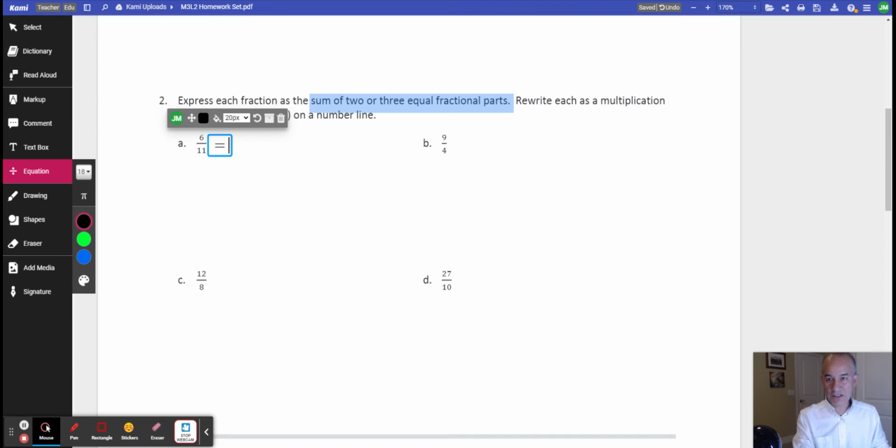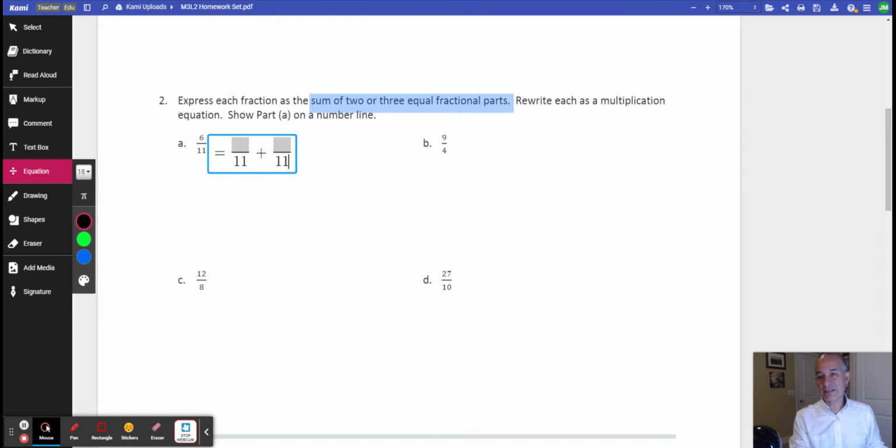Let me explain. For example, this one is 6/11. So we're going to have a fraction with 11, and then another fraction that is added, and it also has to have 11 as the denominator, because they have to be the same denominator to equal 6/11. Half of 6 is 3 and 3. When you add those together, 3 plus 3 equals 6. That will be your numerator, and the denominator will be the same number, 11.